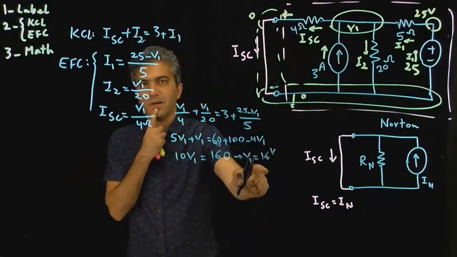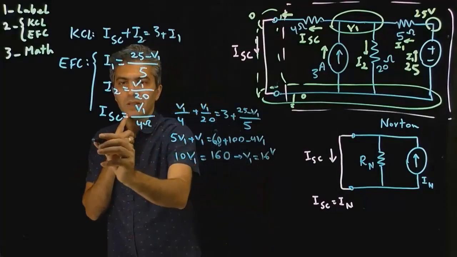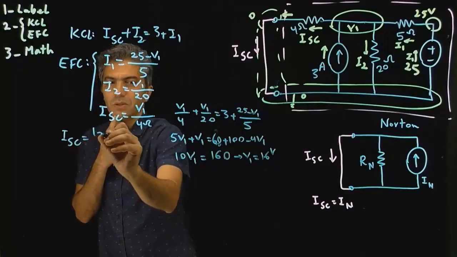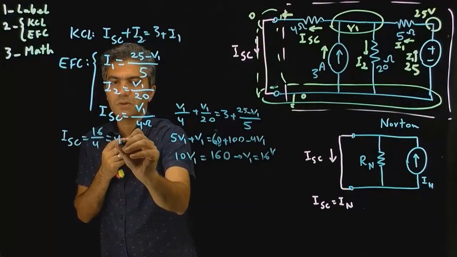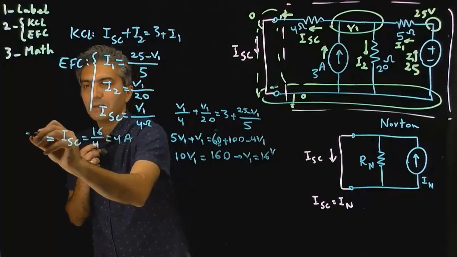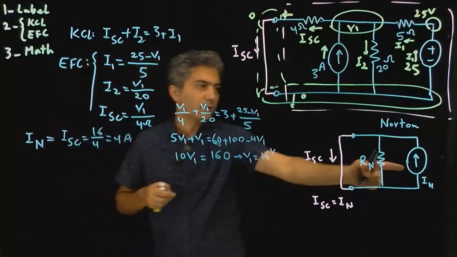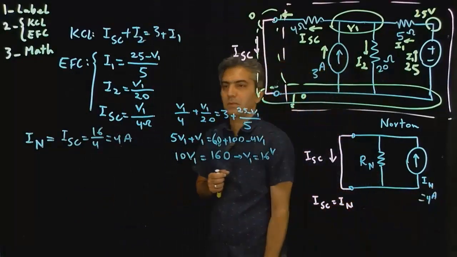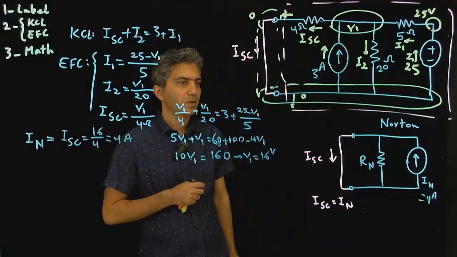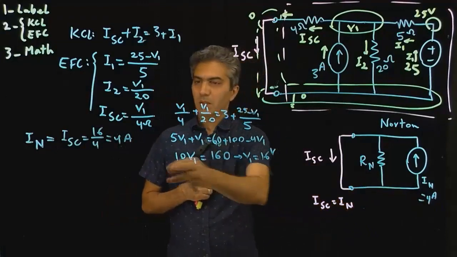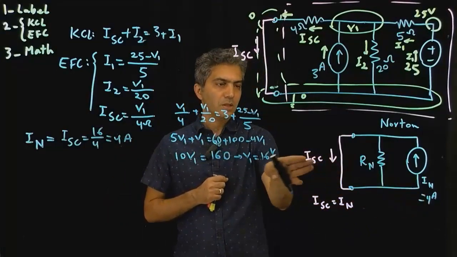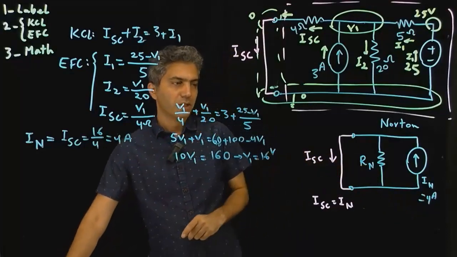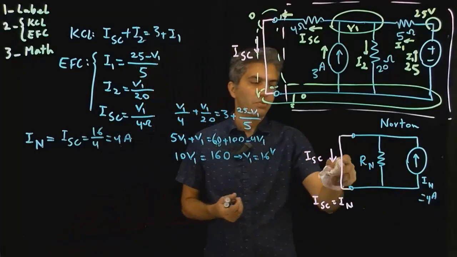Okay, now we take the value of V1 and calculate the current. I short circuit is equal to 16 divided by 4, which is 4 amp. And that is your Norton current. So now you know that this value is 4 amp. Great. So we have I Norton. So it's time to now look at a way to calculate the Norton resistance.